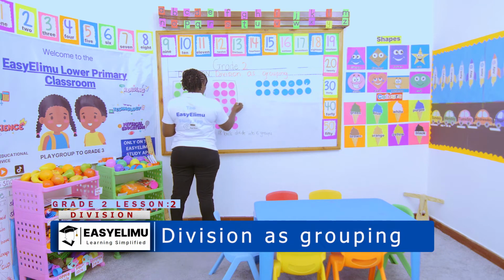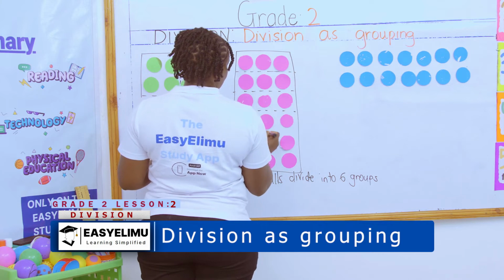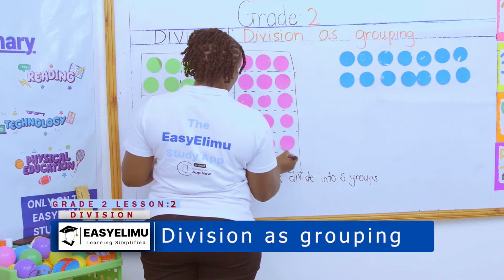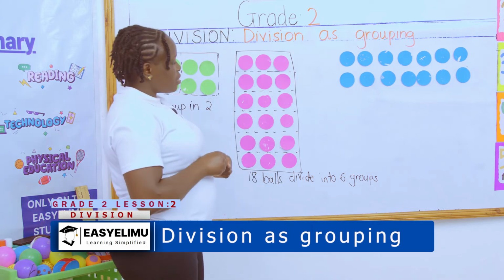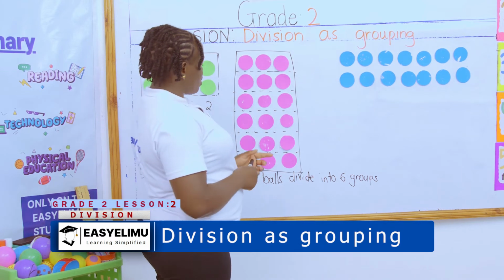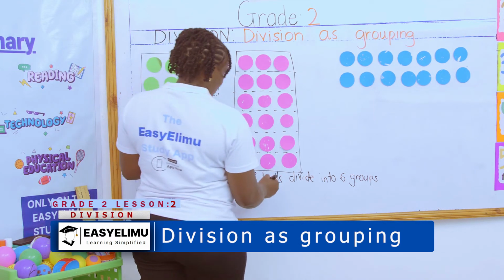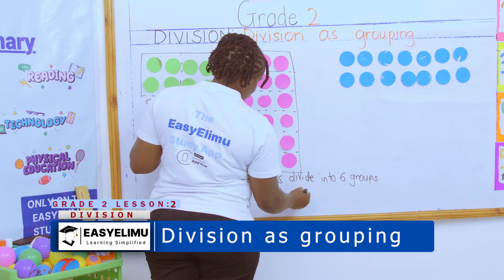Now this is our box with the balls. Then I take another small carton box and partition it into 6 groups. Group 1, group 2, group 3, group 4, group 5, and group 6. So how many balls do I have in each group? 1, 2, 3. I have 3 balls. Very good.